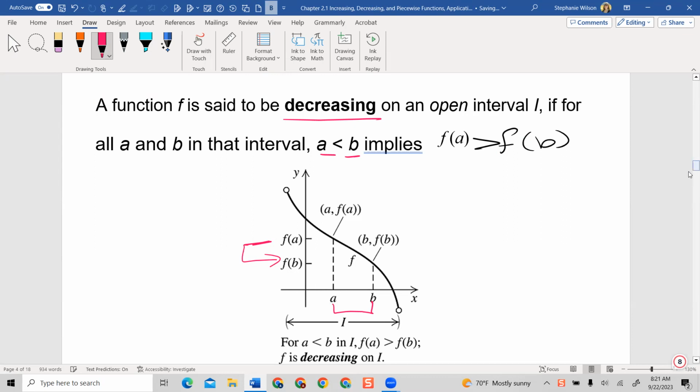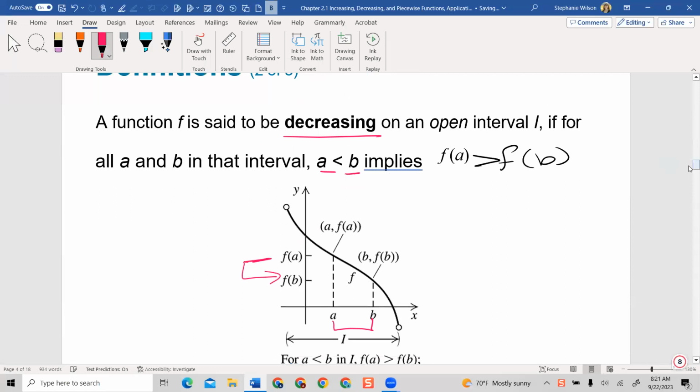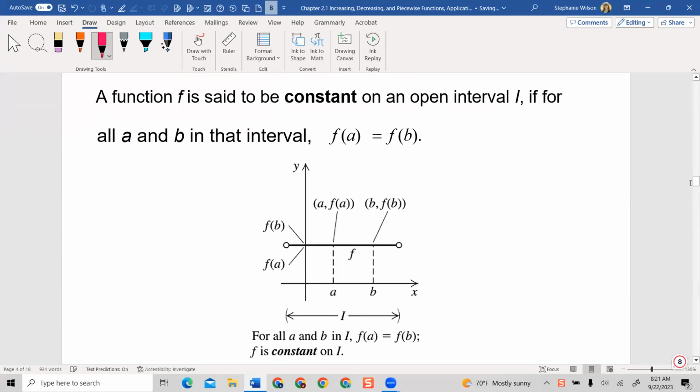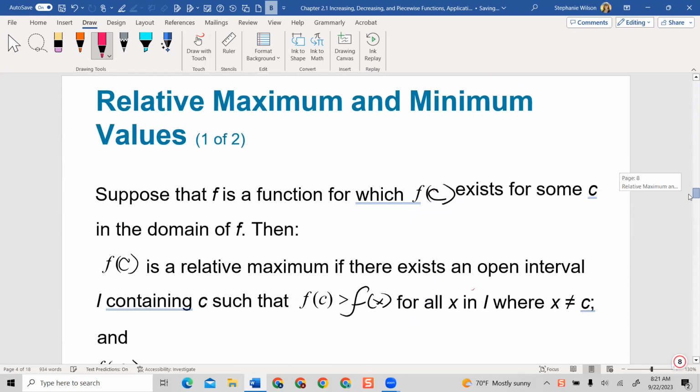And then on this next slide, we have a constant function. It's telling me that whatever my values are for a and b, the function values are going to be equal, because they happen at this one particular y value, right? It's going to be constant all the way across. It is a straight line.